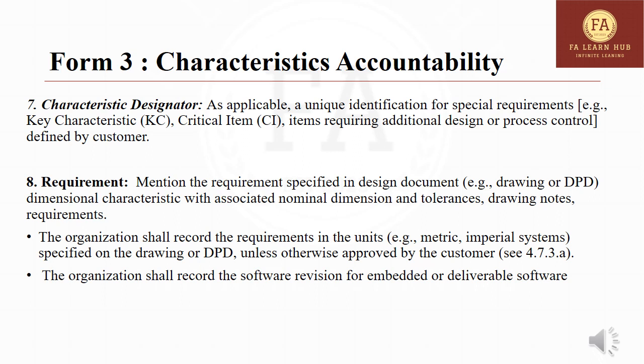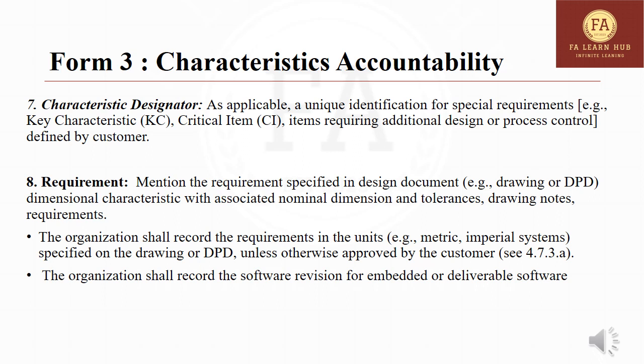Field number 8, requirement. Here, we can mention the respective requirement indicated in the drawing or DPD. For example, if it is a dimension, we can mention the dimension. Example, 300 mm length. So, we can mention length 300 mm plus or minus 5 mm. So, the tolerance also needs to be included in this requirement. The organization shall record the requirement in the units specified in the drawing.